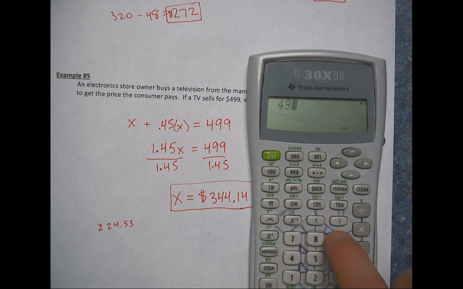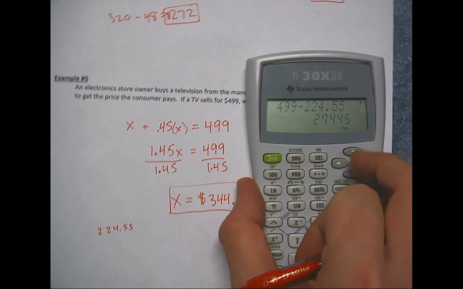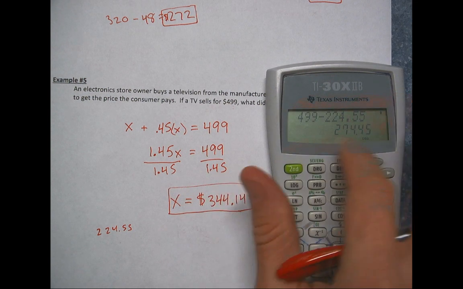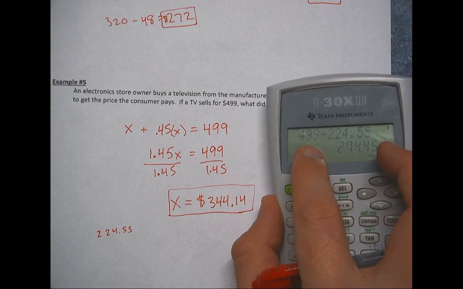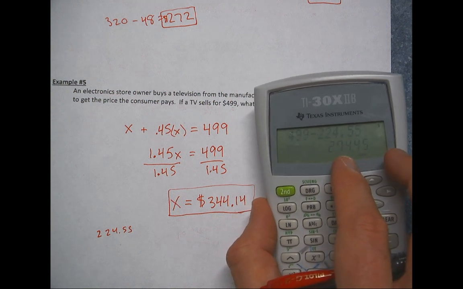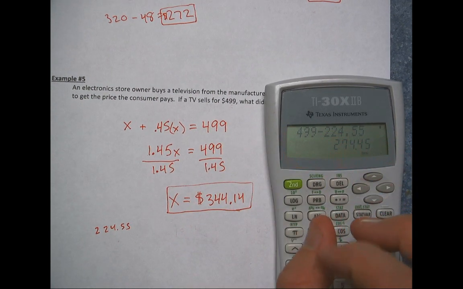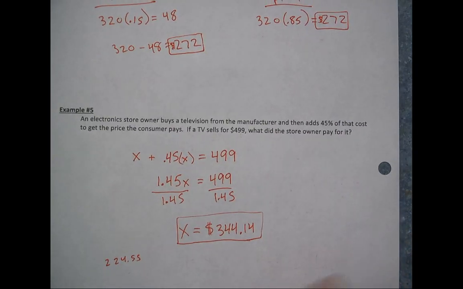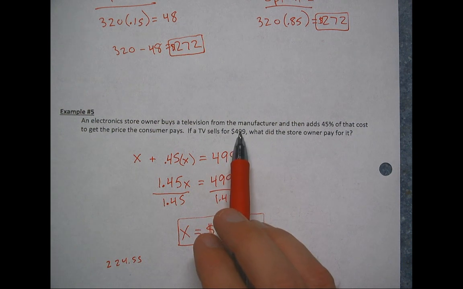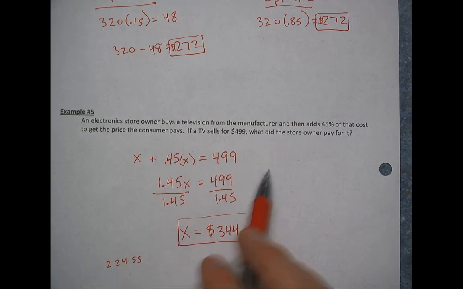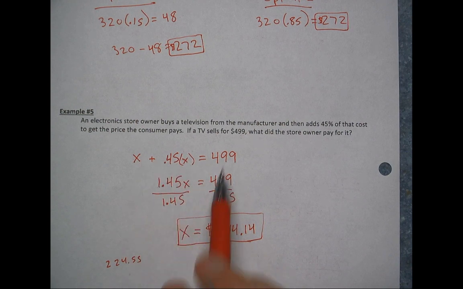So if I took the $499 and I minused $224, I get back to this. Take a look at the difference. If I take 45% of $499 and take it off, you're telling me the price was $274.45, but the actual price was $344.14. So you can see it's not even close. So be very careful. Don't take 45% of this number, because that's very different than 45% of the original number. So we've got to work our way backwards. You're paying 145%.